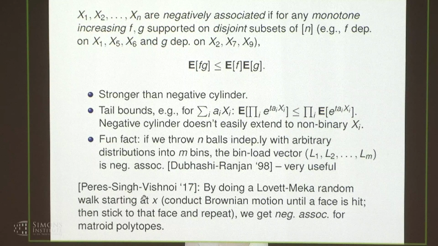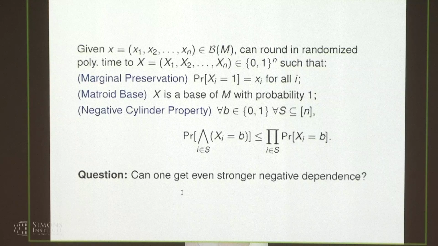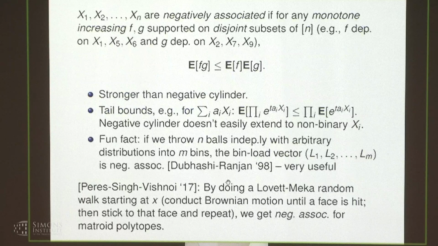And what Peres, Singh and Vishnoi show is that you can get a stronger version than what we saw in the previous slide. Let me go to the previous slide. In the previous slide, we got the CCPV rounding that gives negative cylinder. In fact, you get negative association. And they show that by using the Lovett-Meka random walk, let me not go into the details, you actually get negative association for matroid polytopes. So it's a very interesting, useful thing to keep in mind.